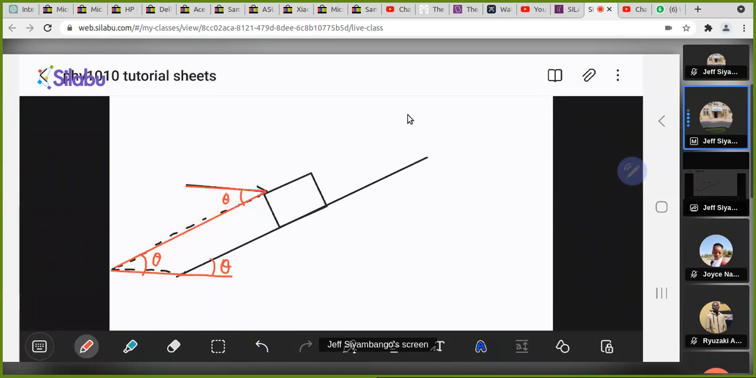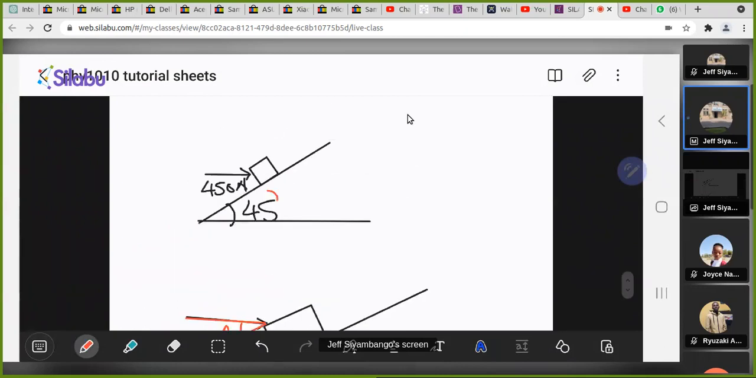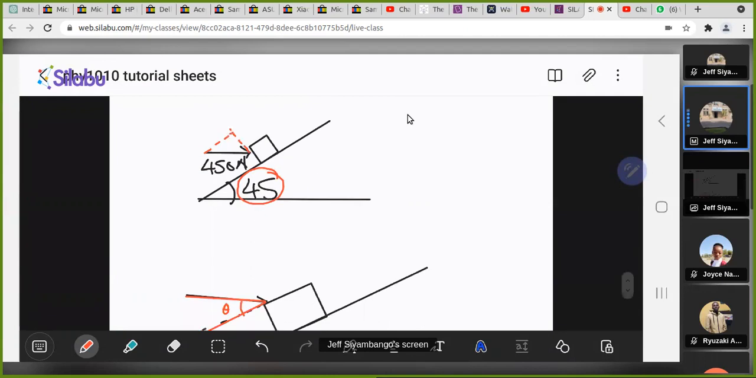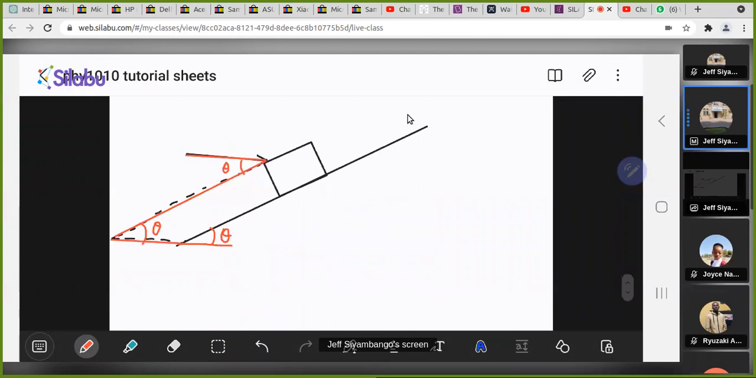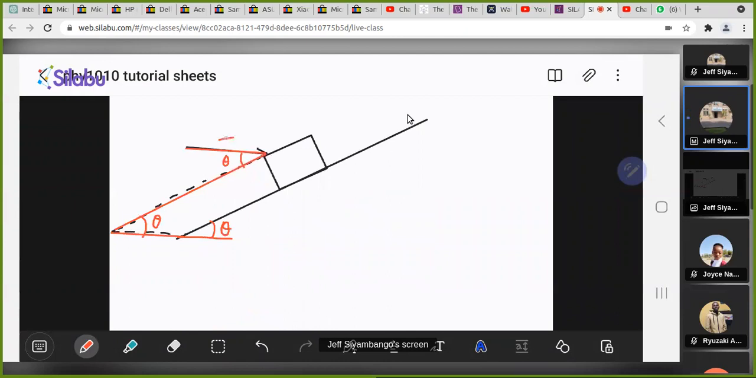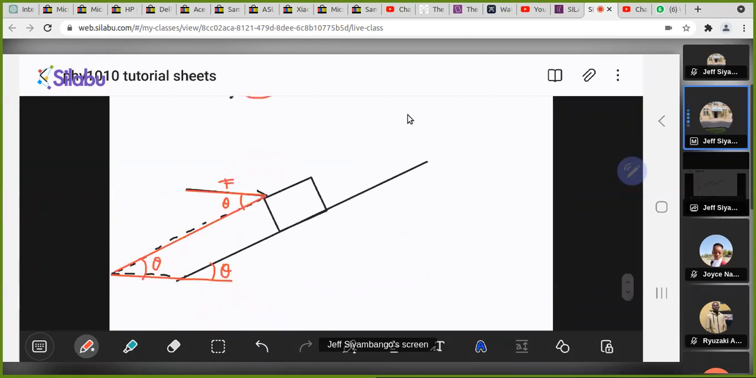So in this case, the angle that was given was the 45 here. But just by drawing a few lines, we have indicated that the angle that you're going to have here will also be 45 degrees. Why do you need that 45? Because you want to find a way of breaking down this force F. You want to express it into a new X and a new Y.